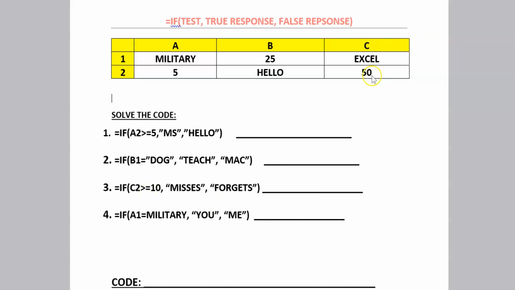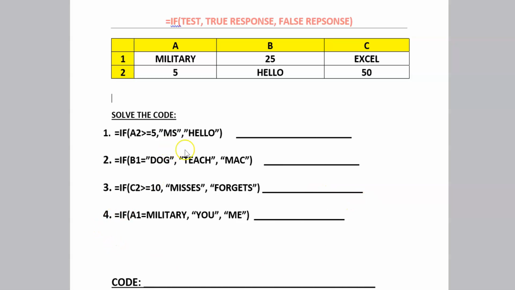So I came up here to C2. What's a number that's bigger than 10? Let's go with 50. So this logical question here, C2 is greater than or equal to 10. Well, that's true, right? 50 is bigger than 10. So comma, my true value is misses, because that's the response I'm wanting. Put that in quotation marks, put a comma, and then my value if false, just pick a random word, doesn't even matter, okay? So I just put forgets, and then end with my quotation marks and my parentheses. Draw a line for their answer.